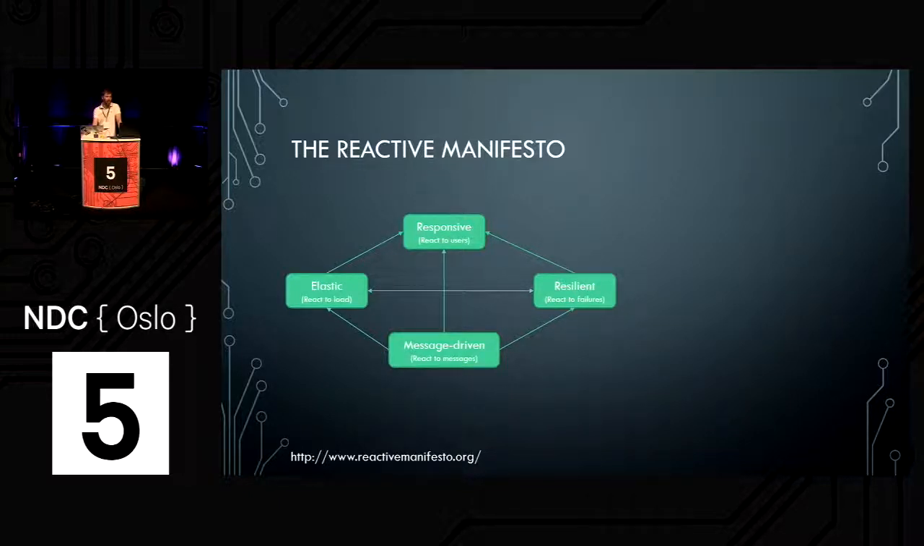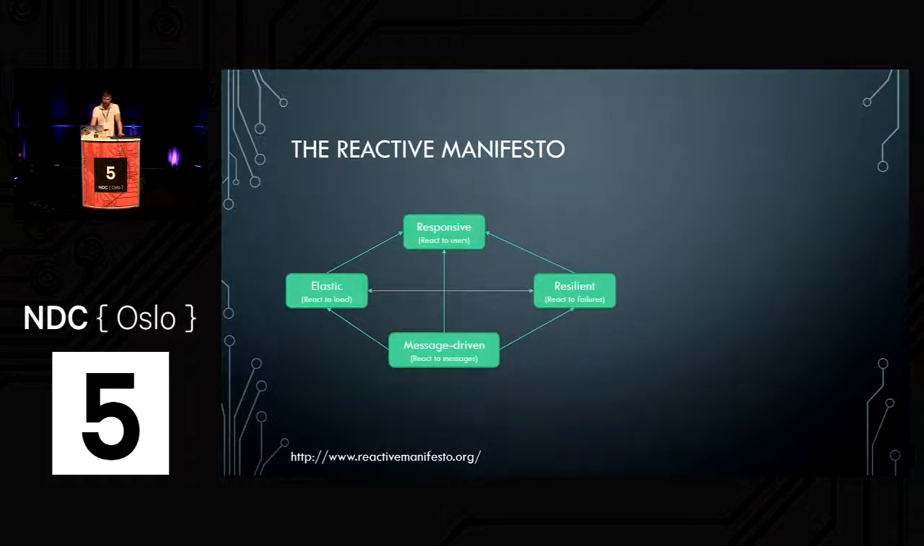So the system should be responsive. That means that if a user, and a user could be a person, it could be a machine, it could be anything, asks the system something, it should get an answer. It might not necessarily be the answer that you wanted, so it could be that the database is down or something like that, but you should at least get an answer.